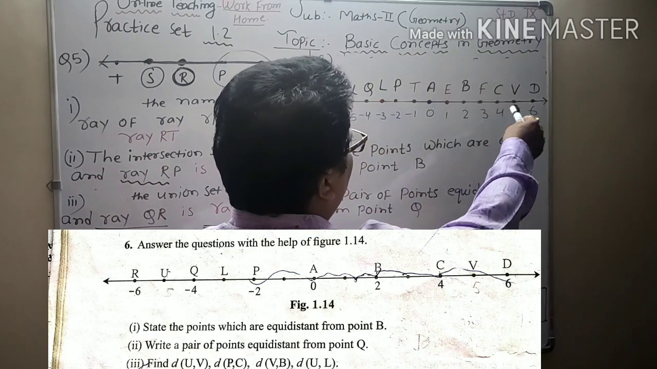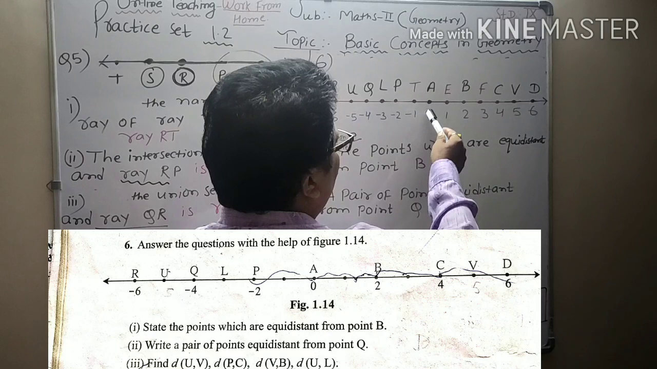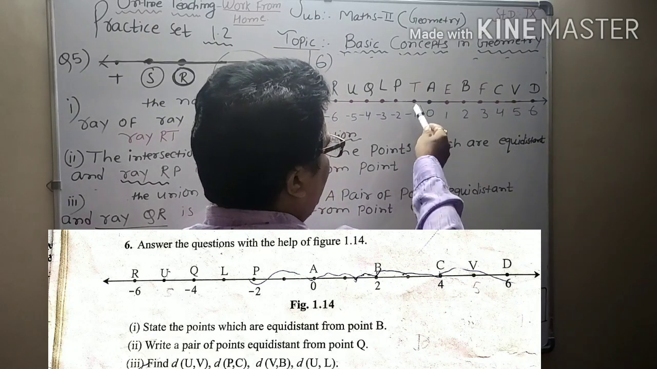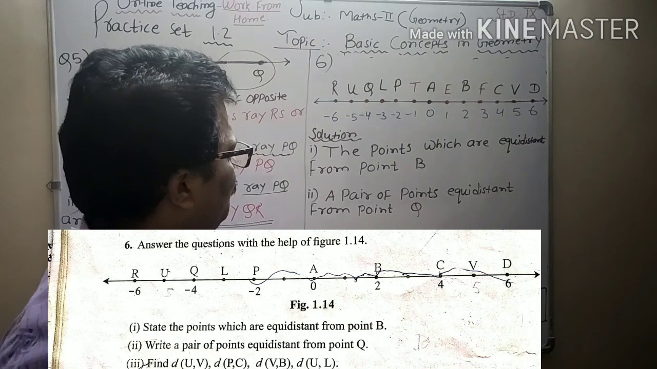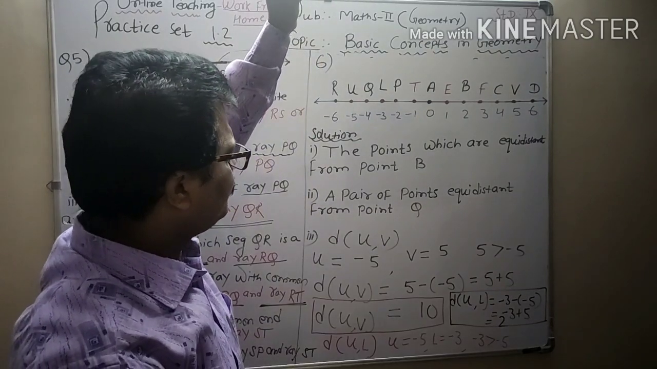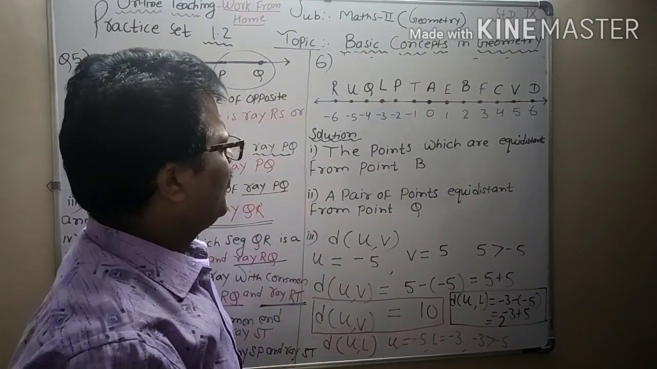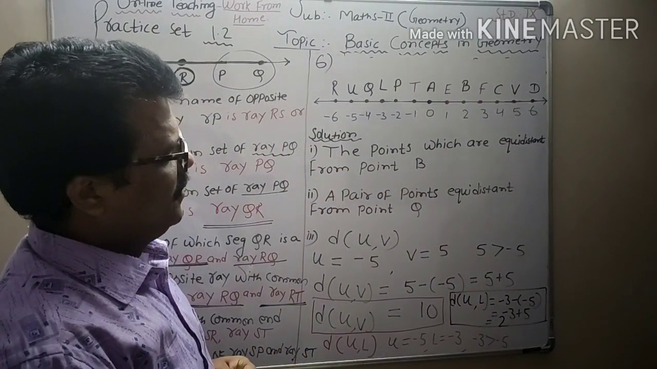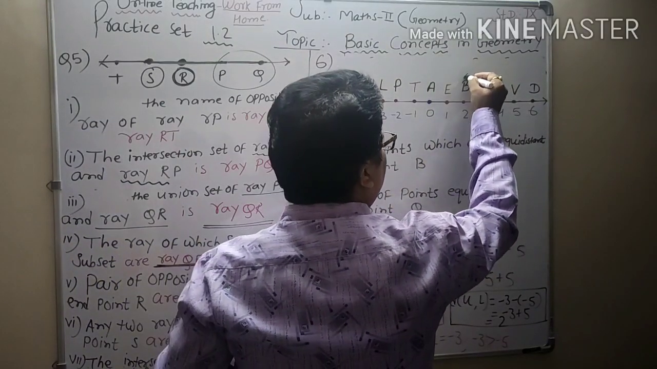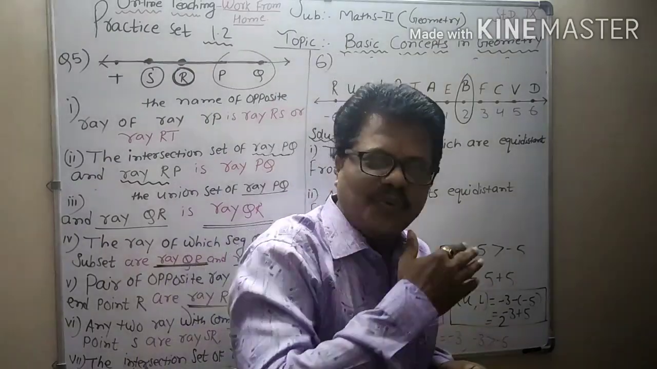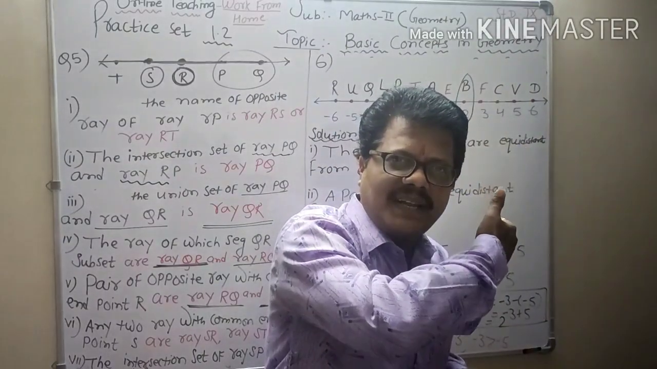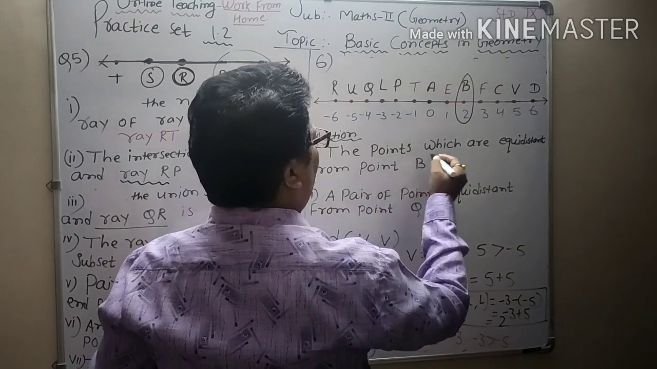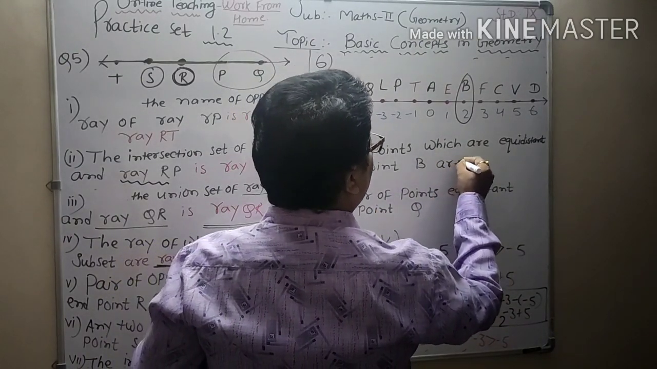Here a few numbers and letters are missing, which I have completed. See here, origin 0, A, then towards the right side of this number line are positive integers, and on the left hand side negative integers. They were asking very simple questions. They were asking for the points which are equidistant from point B. Equidistant from point B means you underline point B, and then you move on the right side as well as the left side. So point B, one number on the right side, one number on the left side. So which are the points equidistant from point B?